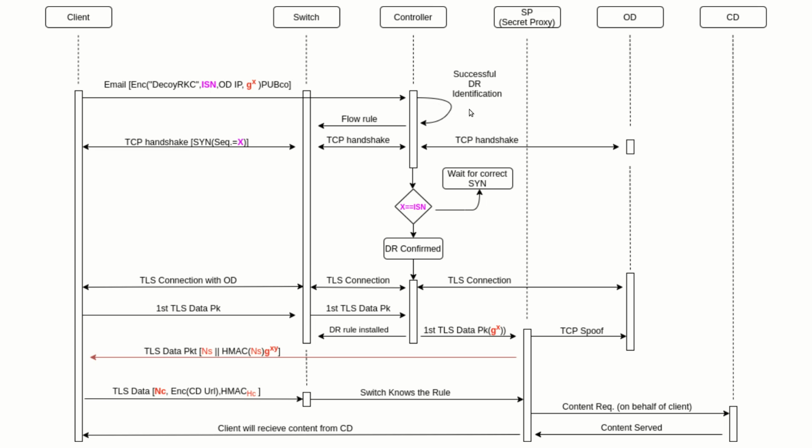Once the controller identifies the email and decrypts it with its private key, the flow is added to the switch, and a TCP handshake is done. In the first TCP handshake, the sequence number is the same as the initial sequence number. Once the controller verifies that it's the same as what was sent in the email, the decoy router is confirmed. The very next stage is the TLS connection phase. Now to make it look like a normal connection, the TLS connection occurs with the overt destination.